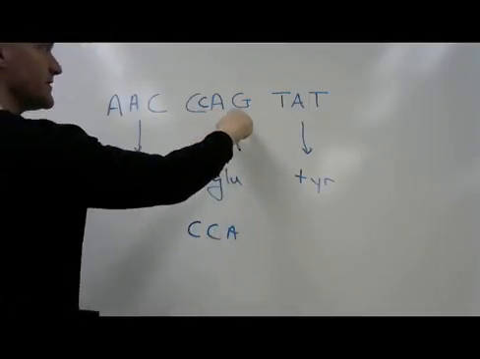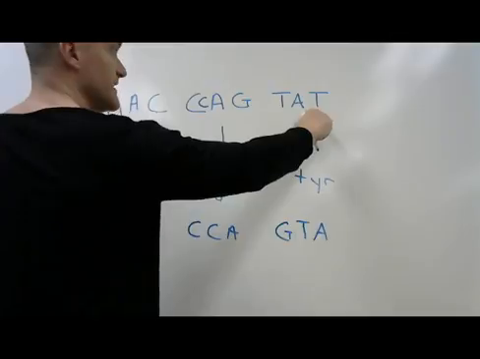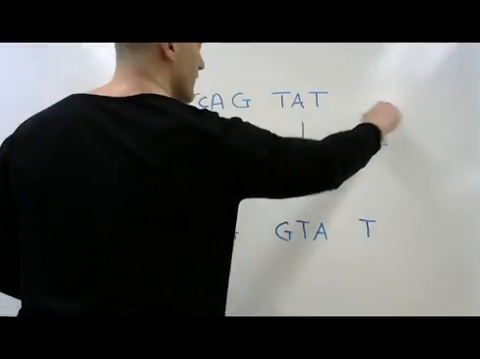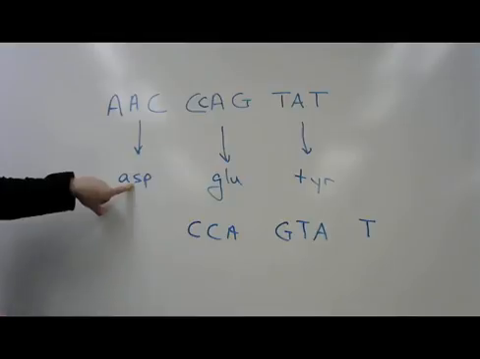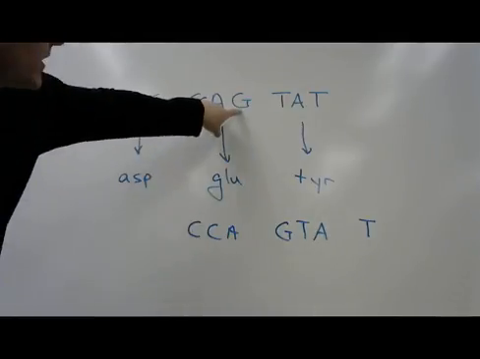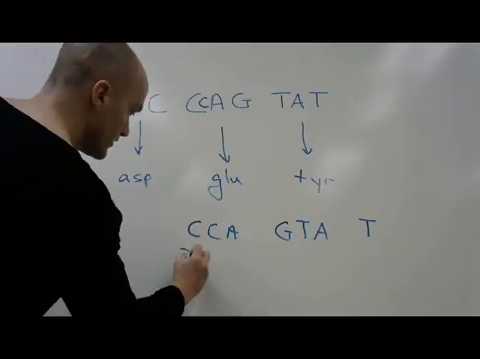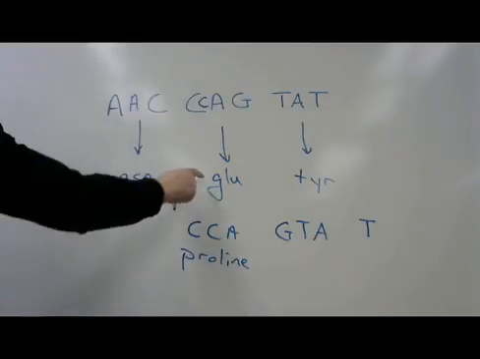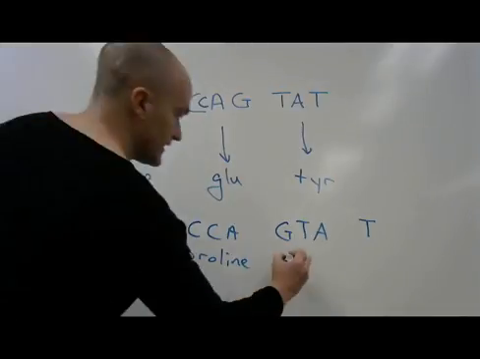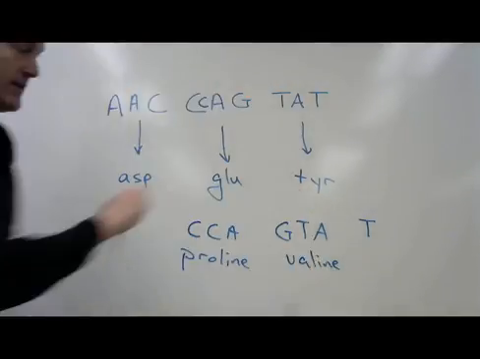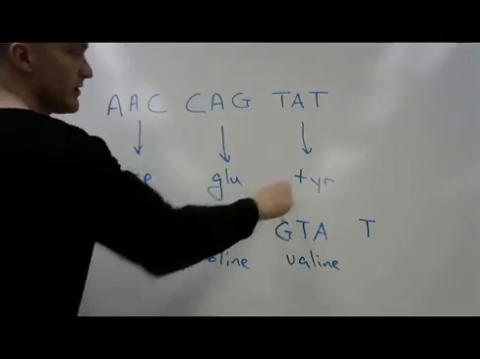Okay, CCA. The G is going to go into this next codon. So G, T, A, and then that T would be going with whatever sequence was over here. Okay? So when we read the code, AAC still codes for the same amino acid, but now we're not reading CAG, we're reading the new code here, CCA, and CCA codes for proline, not glutamine, and GTA codes for valine, not tyrosine.